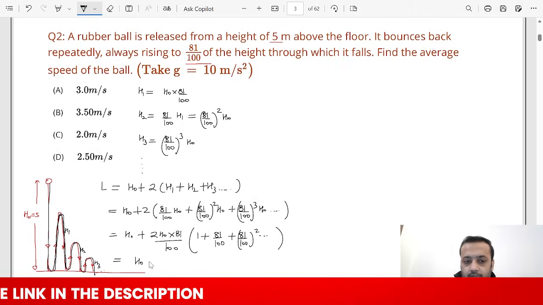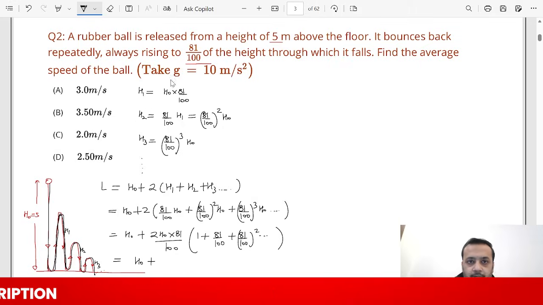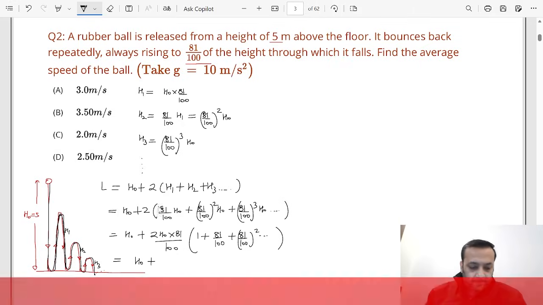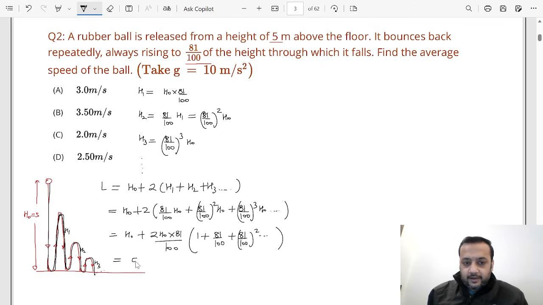All right, so h naught plus 2 h naught. Now h naught was 5, so you can put the value also here. So if I put the value here, h naught is 5, and this 2 h naught will become 10. So 10 and 10 will get cancelled.